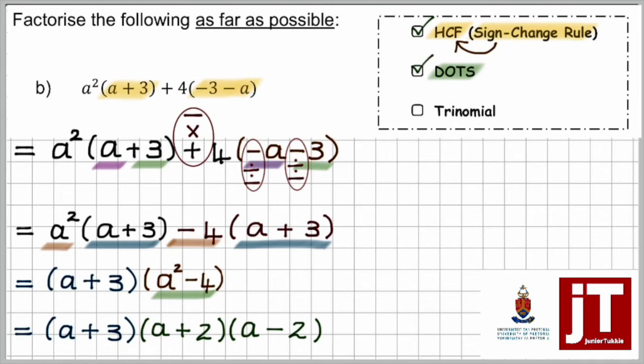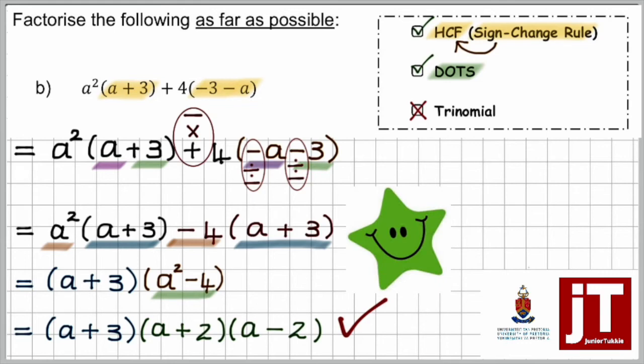The next question is, do we have a trinomial? No, we don't have any trinomials. So we go through the list again. Do we have a highest common factor? No, we don't. Another difference of two squares? No, we don't. Any trinomial? Of course, we don't have a trinomial. So at this point, grade 9s, we have factorized as far as possible and completed question B.